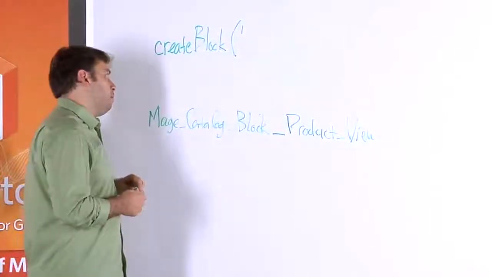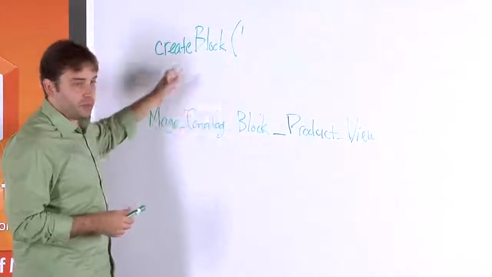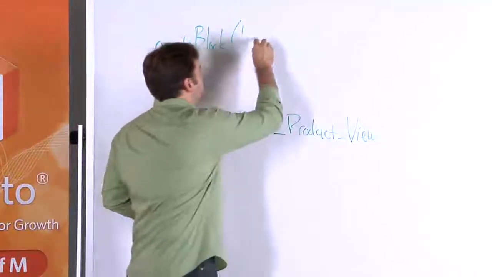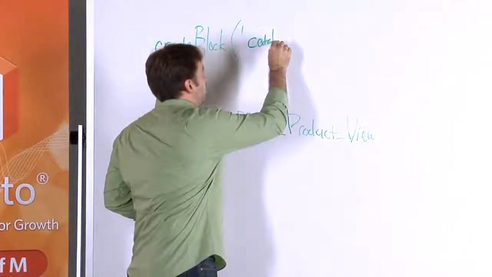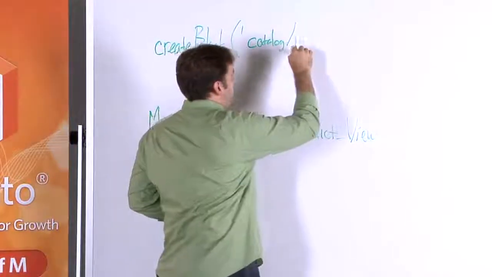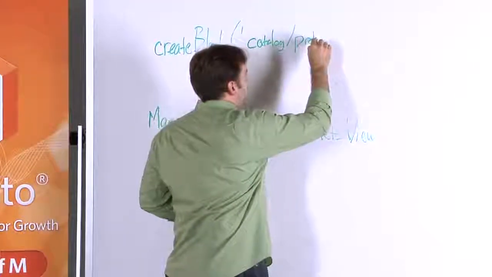So what that looks like when we're doing a create block is this. Catalog, product, whoops.